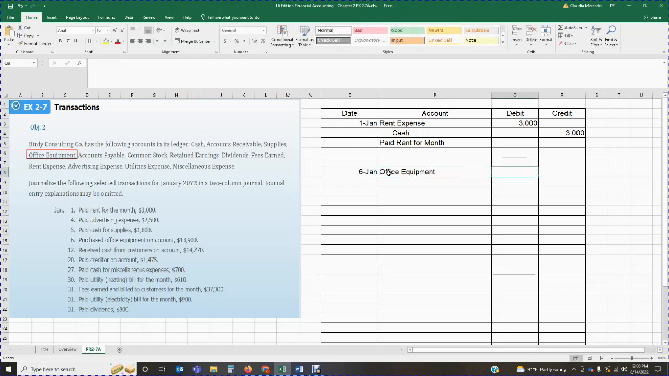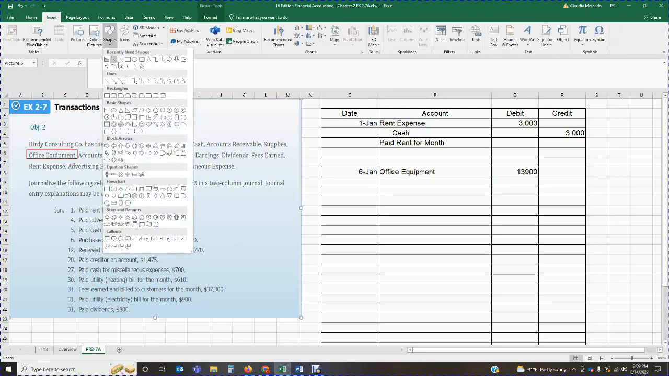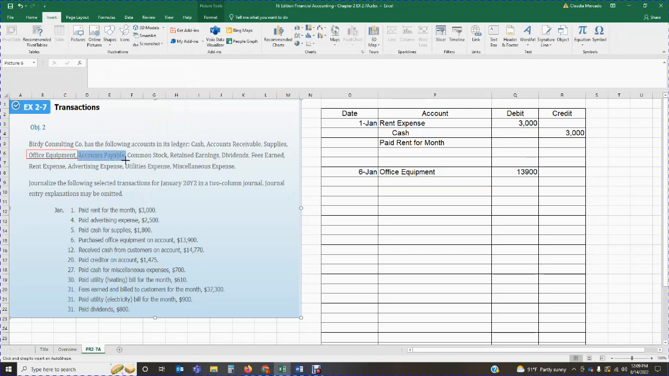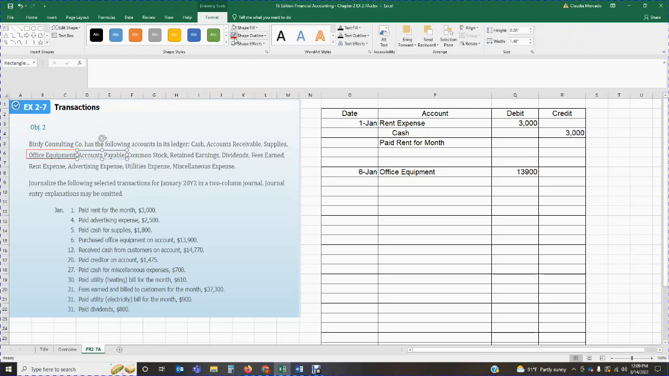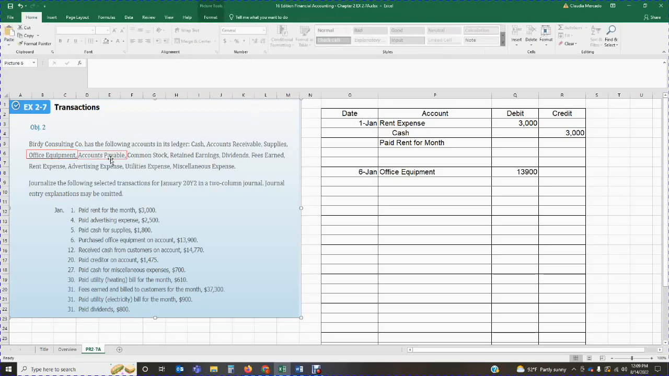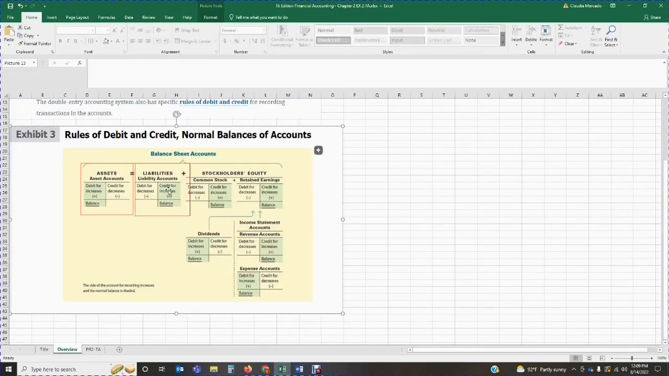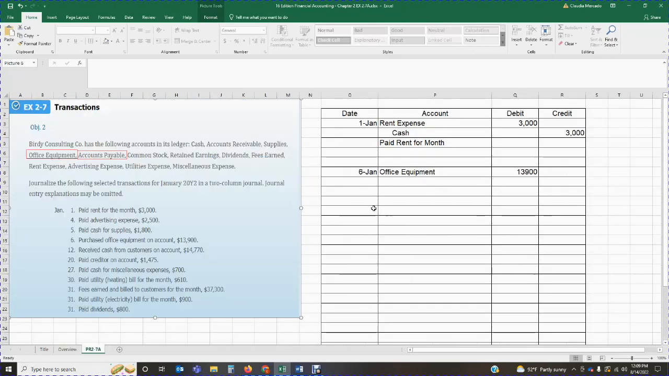How much did we purchase the equipment for? For $13,900. How did you pay for the office equipment? On account. When you buy something on account, it's a payable. I owe money. So we have an account here called accounts payable. That is the account. That's a liability account. We owe money. So if our accounts payable increased, let's look at what would happen. My accounts payable increased. That means I would need to credit my liability account. Therefore, my accounts payable would be credited.